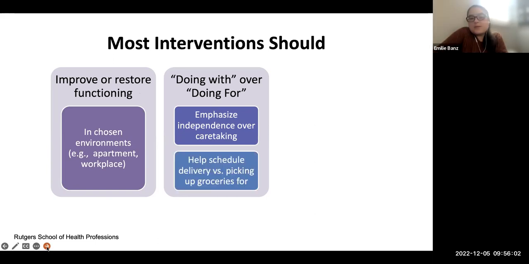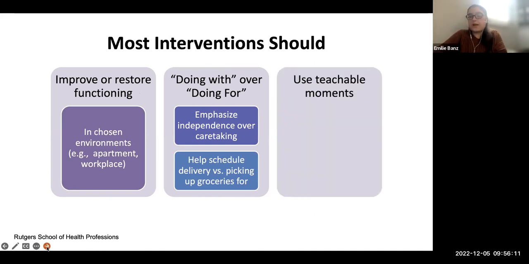And an example of this is helping somebody schedule delivery of groceries, versus picking up groceries for the person when it's feasible, right? Obviously, not everybody is going to be able to have groceries delivered, or even just having somebody shop for them, right? That might not be feasible. But there are many different ways where you can support the person with doing the task with the person as opposed to doing it for the person.